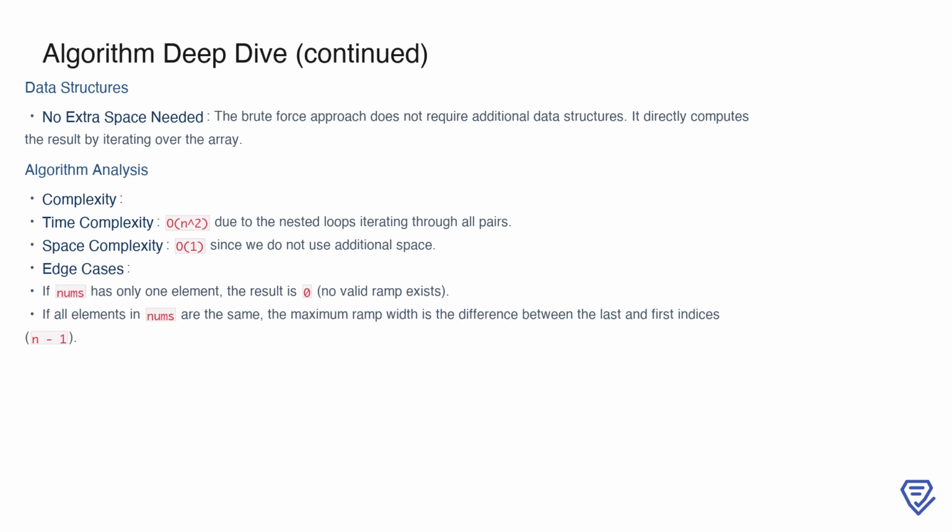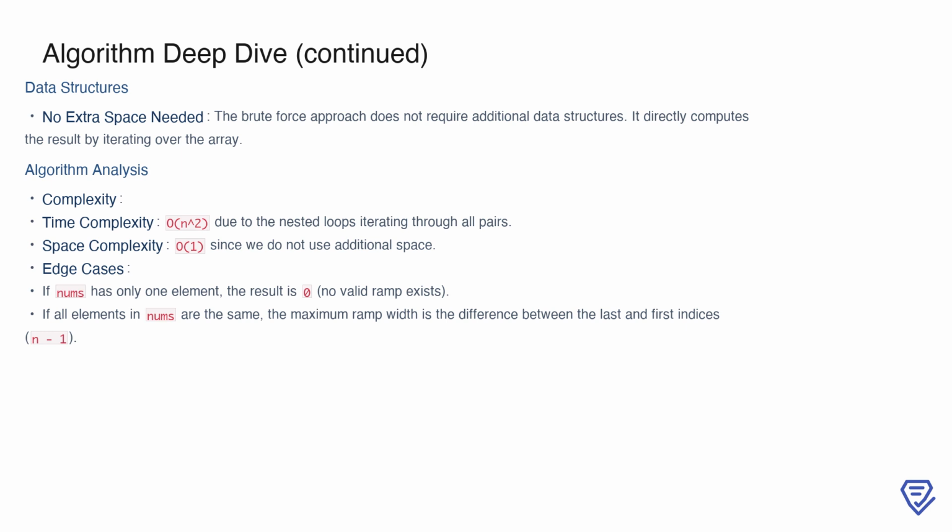One advantage of the brute force approach is that it doesn't require additional data structures, as it directly computes the result by iterating over the array. This gives it a space complexity of O(1). However, the time complexity remains O(n squared) due to the nested loops, which is impractical for larger inputs. When analyzing the algorithm further, we also need to consider edge cases. For instance, if the array nums contains only one element, there's no valid ramp, so the result will be 0.